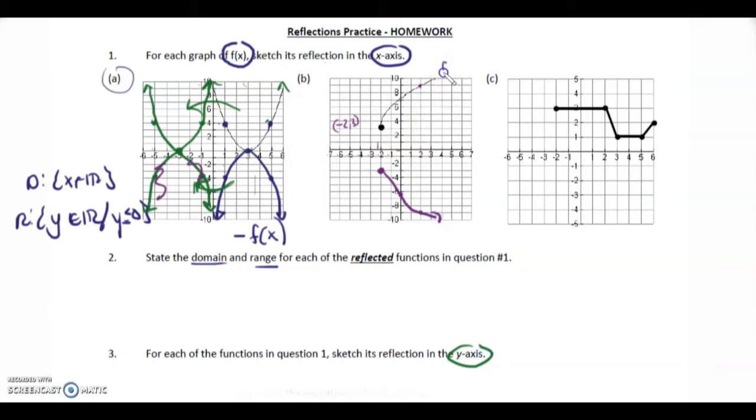Okay, so if this is f of x here, this is going to be negative f of x. And the domain's not going to change. x is going to be greater than or equal to -2 here, right? However, the y is going to change because instead of going up forever, now we're going to go down forever. So our reference point for the y is this -3. So y is less than or equal to -3.